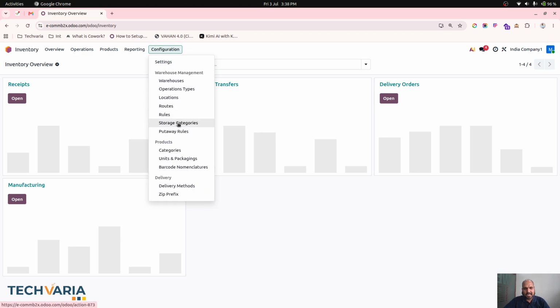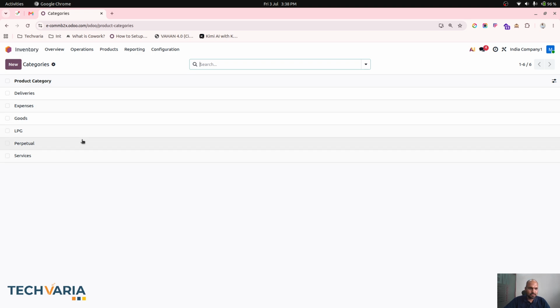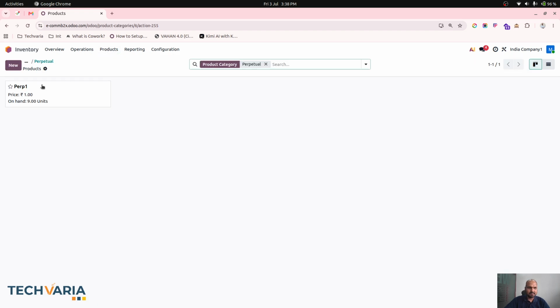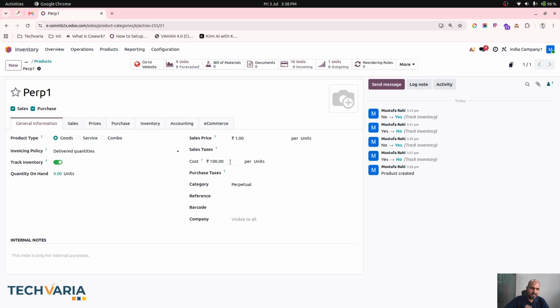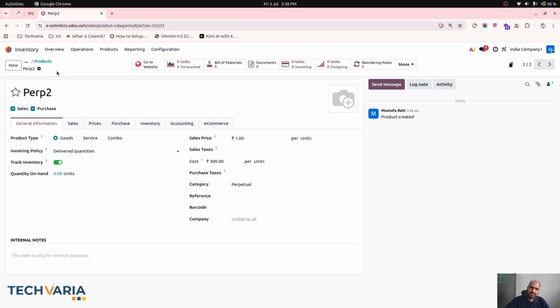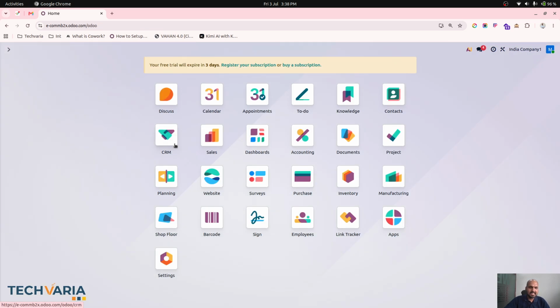To do that, I have created one category called perpetual, and the costing method is average, and I am using perpetual inventory valuation over here. Now there is one product where I have 100 rupees as a cost, and I have 9 units on hand. Now I am preparing one more product, perpetual 2. I want it trackable, and the cost price is simply 300 rupees per unit. I don't have anything on hand.